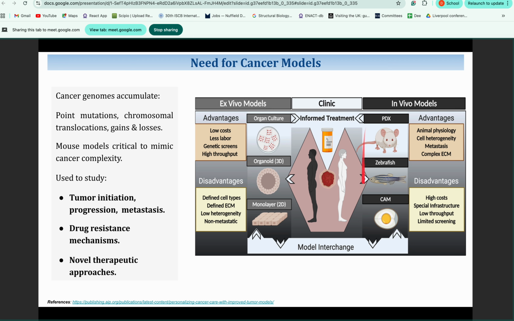informed treatment. Now if we talk about the ex vivo models such as organ culture, in which we are culturing an organ, or organoid which is 3D, or monolayer which is 2D. So the advantages: it is low cost, less labor, they can be used for genetic screens, they are high throughput. But the disadvantages are defined cell types, defined ECM, low heterogeneity, and they are non-metastatic.